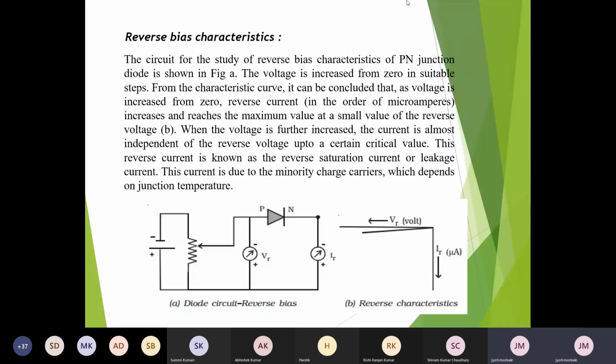This current, remember, is the current which is present because of minority charge carriers only. And this minority charge carrier current totally depends on the temperature. As the temperature increases, the reverse saturation current that flows because of minority charge carriers also increases. Okay, so ये जो करंट होता है वो एक्सटर्नल बैटरी वोल्टेज पर डिपेंड नहीं होता. This current depends on the temperature.